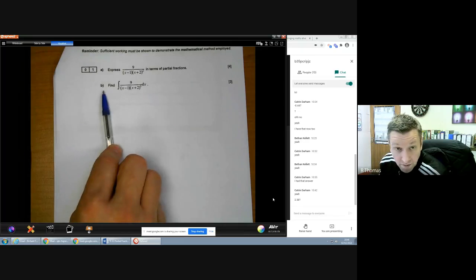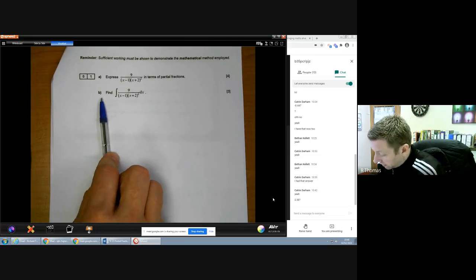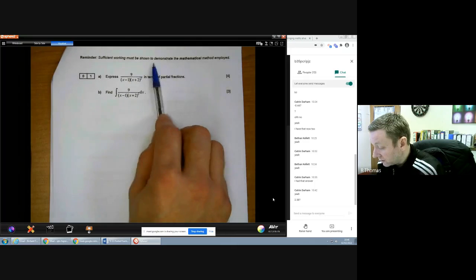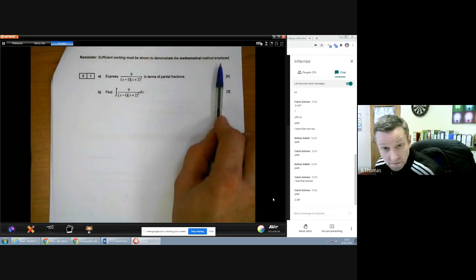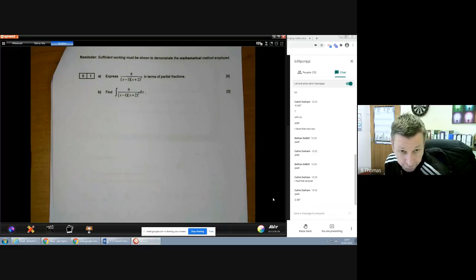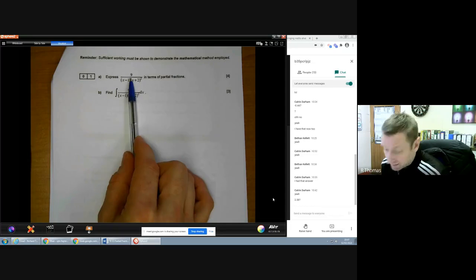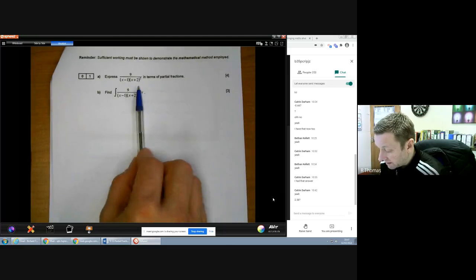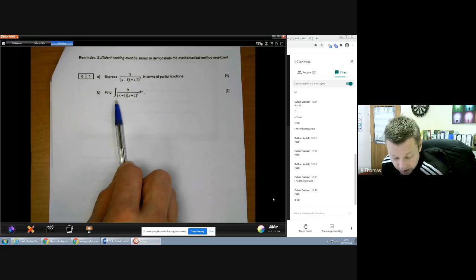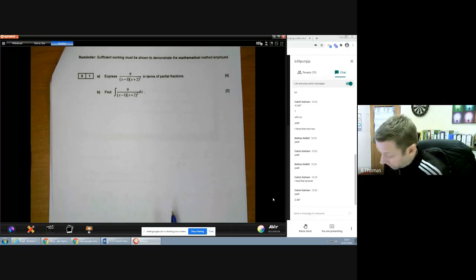this is off last year's paper. And the reason I know that is because it says sufficient working must be shown to demonstrate the mathematical method employed. Because on your newfangled super duper calculators, there's probably a way it'll do this on its own, but you have to show all the working out, right? Look how easy it is. Look at the numerator, it's just 9. So split it up, it's all set up nicely for us. And then it's an indefinite integral. So this is the one I was on about at the start. If you don't put plus c right at the end down here somewhere, you will lose a mark.